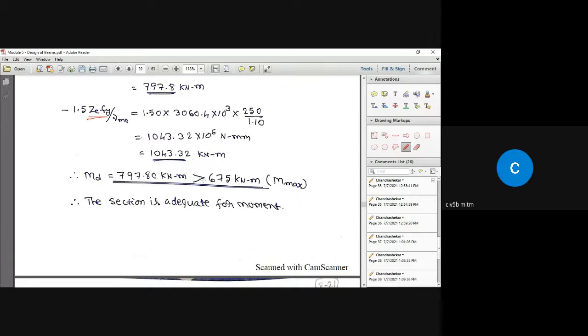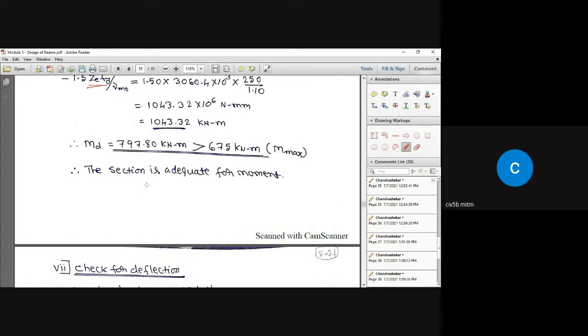But what is the design moment we get from the external design load? That is 675 kilonewton meter. That is the moment the section is going to experience due to the design load. But what is the capacity? 797.80. Therefore, it is adequate. The section is adequate against any bending failure.